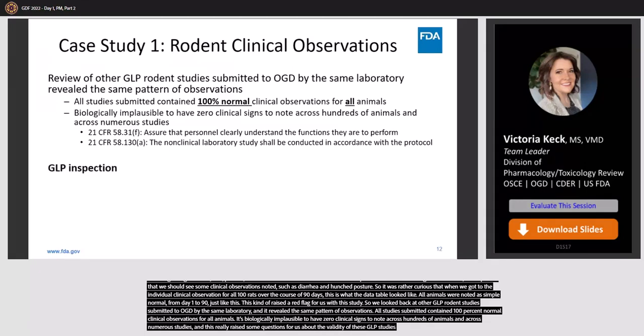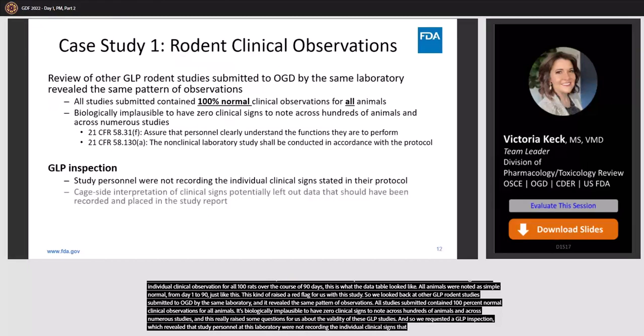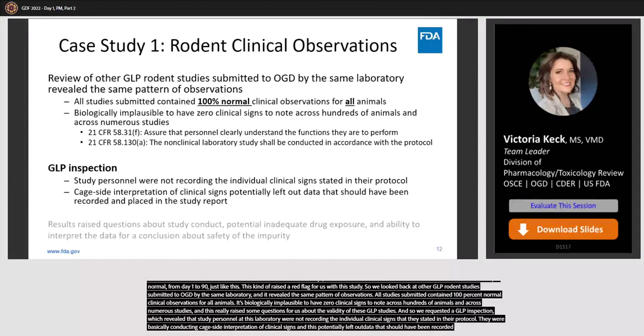And so we requested a GLP inspection, which revealed that study personnel at this laboratory were not recording the individual clinical signs that they stated in their protocol. They were basically conducting cage-side interpretation of clinical signs, and this potentially left out data that should have been recorded and placed in the study report.